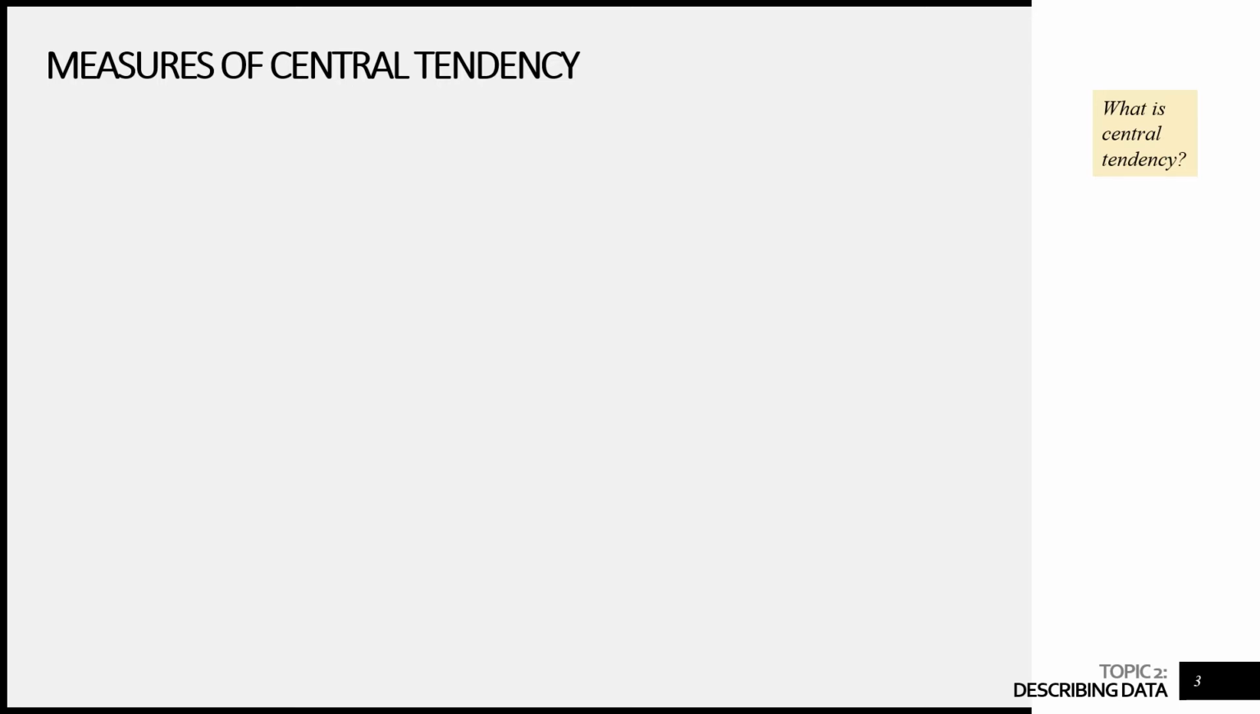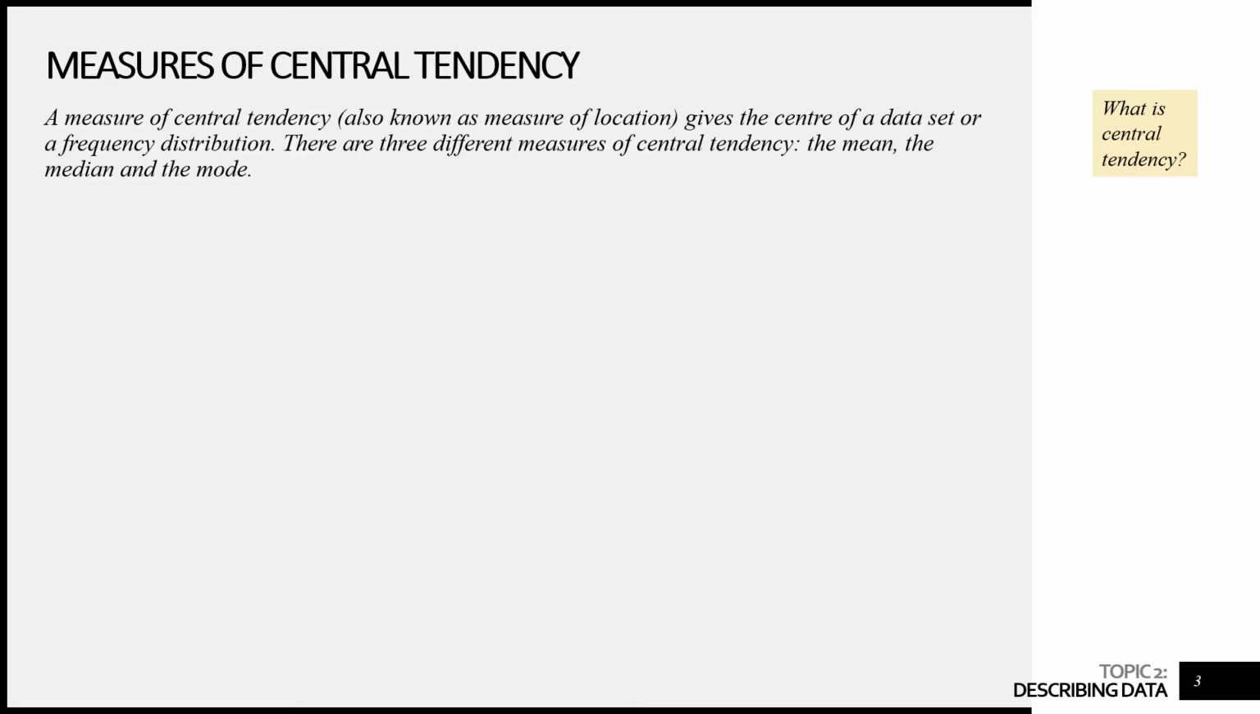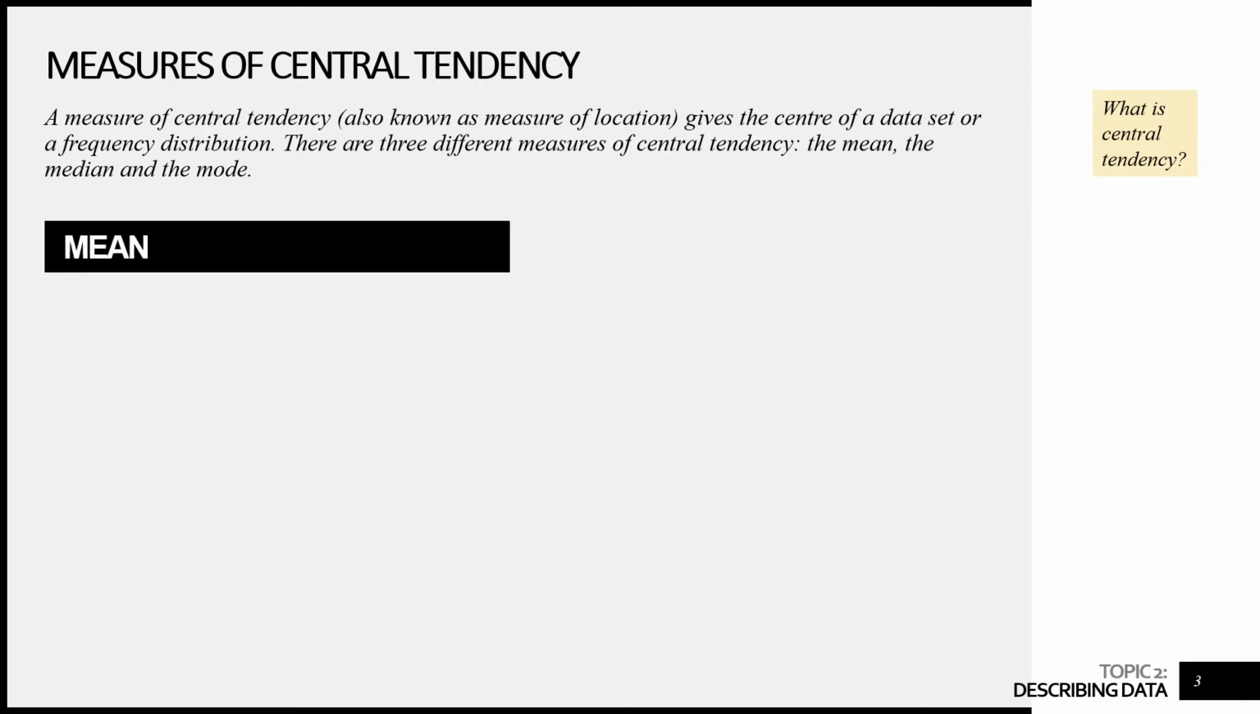So if you want to know what our central tendency is, we need to use several measures. Now we will learn 3 different measures of central tendency: the mean, the median, and the mode. Let's look at the mean first. So mean here basically means the average value of our data set. And compared to the other measures of central tendency, the mean is the most popular or most widely used measure.